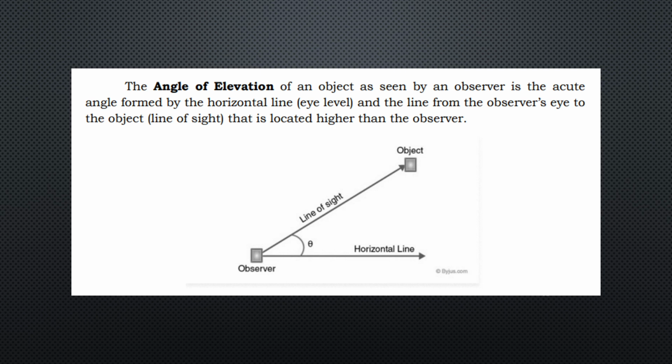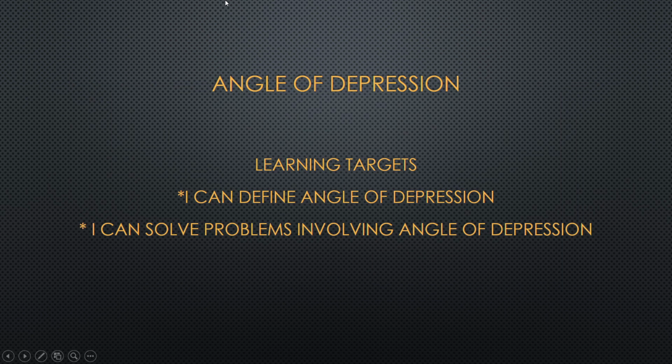So for today's lesson, we're going to discuss the other kind of angle, which can be created when you look down at something on the ground. We call this angle the angle of depression. For the learning targets of the day, first is to define angle of depression. Second, solve problems involving angle of depression.